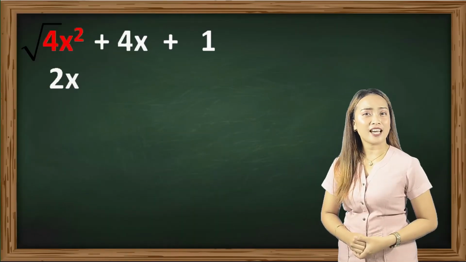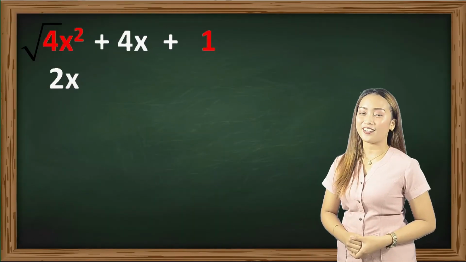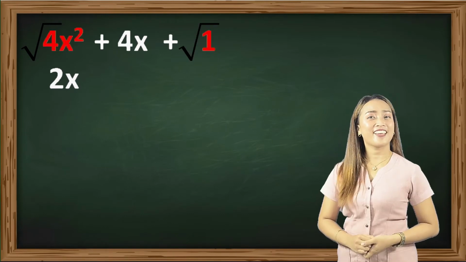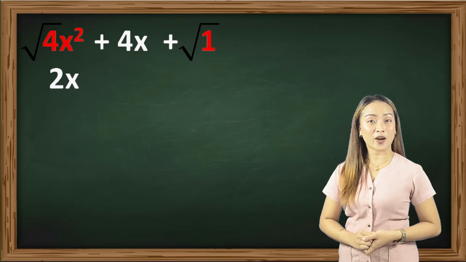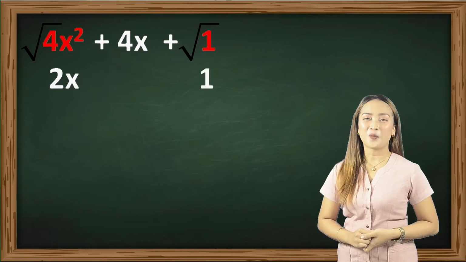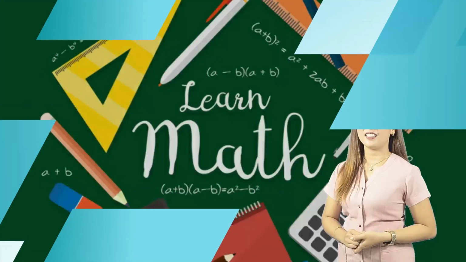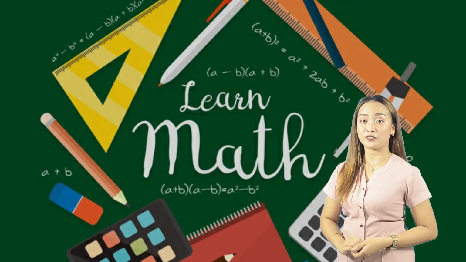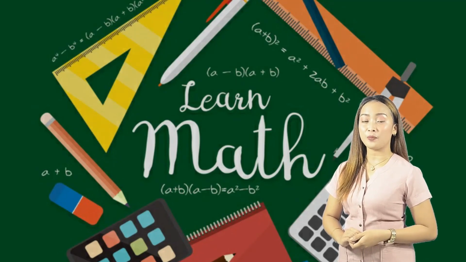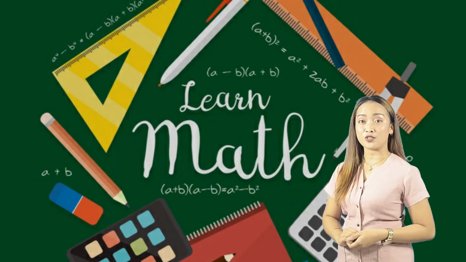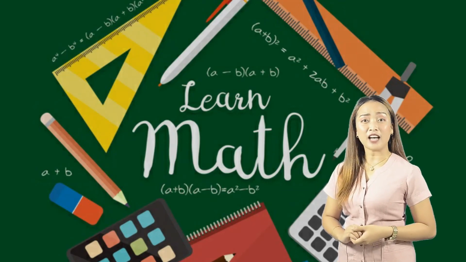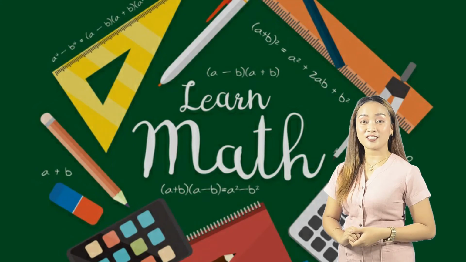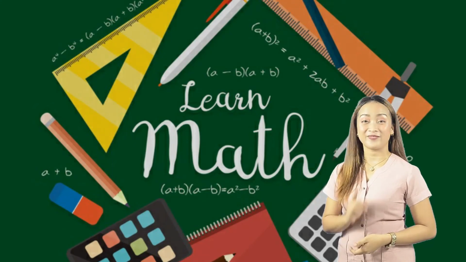Then what is our last term? 1. Exactly. Is 1 a perfect square? Yes, of course. Since the square root of 1 is 1 itself. That's right. Class, I know that you already learned about radicals in your previous grade, and the square root of a positive number can also be negative. But in factoring, let us use the principal square roots, and these are the positive ones. Got it?